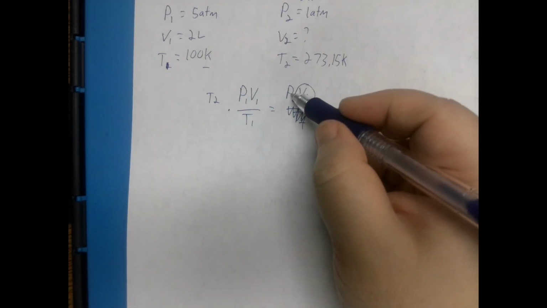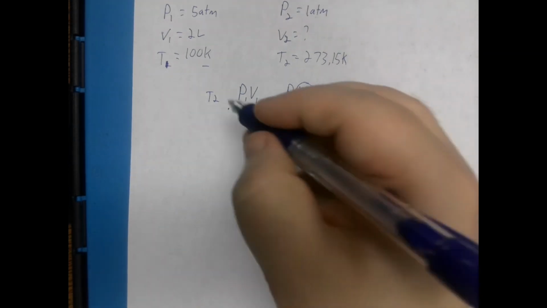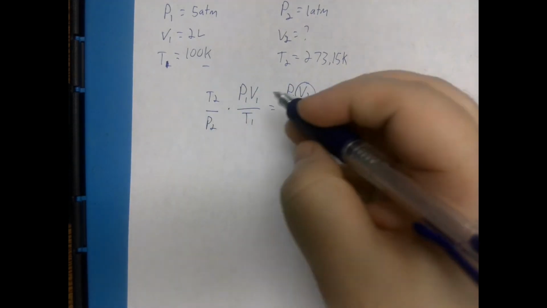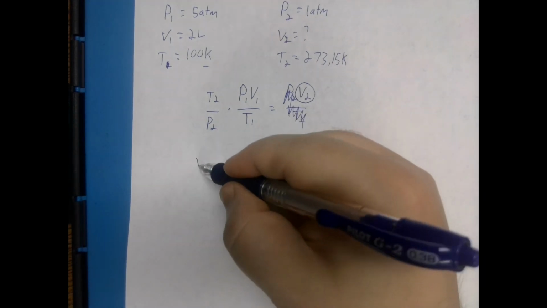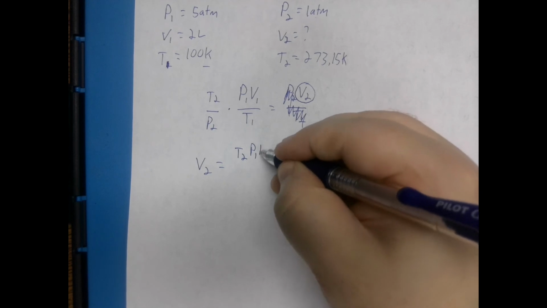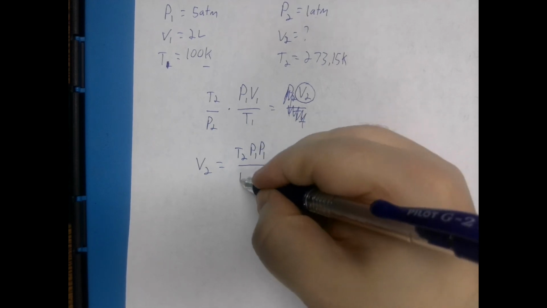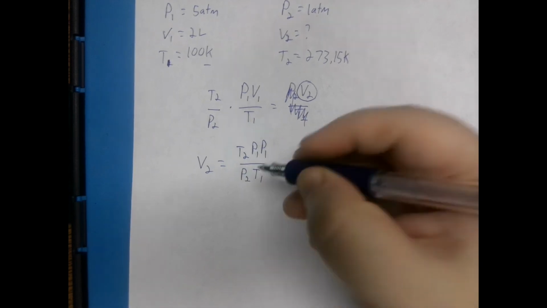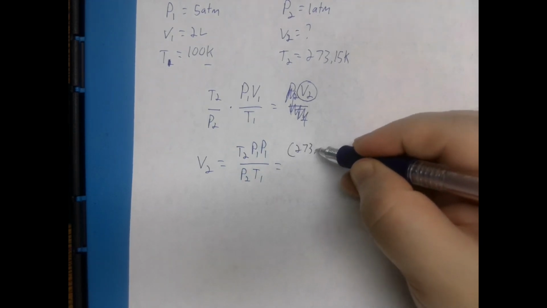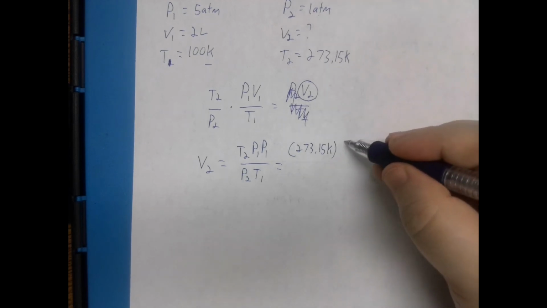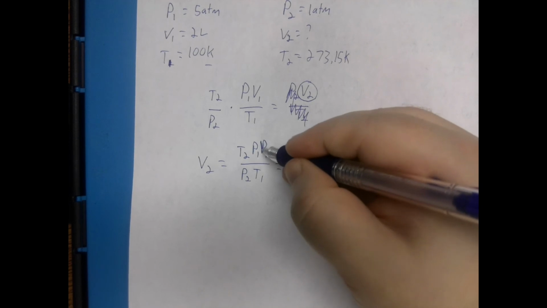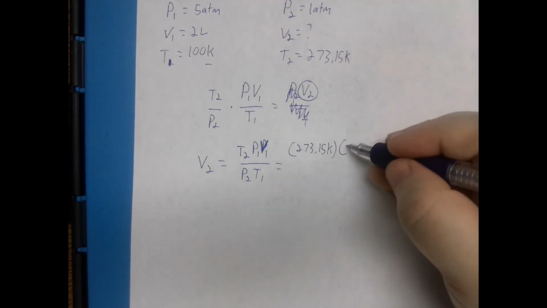It's being multiplied by pressure 2. So I'll divide it on this side, P2. And that gets rid of it on this side. So volume 2 is equal to temperature 2, P1, V1 over P2 T1. Now you just plug it in. Make sure you plug the correct values in to the correct spot. And I made a mistake. That should be volume right here.